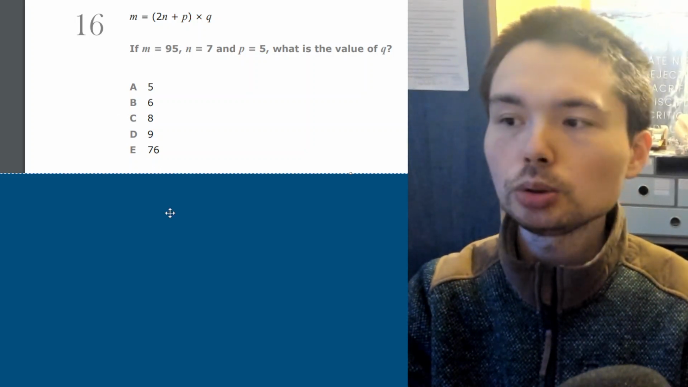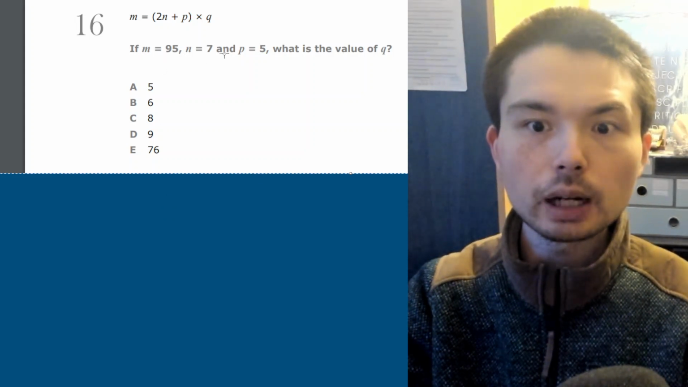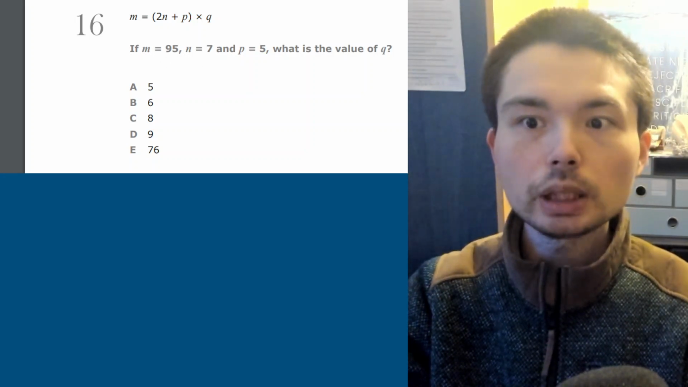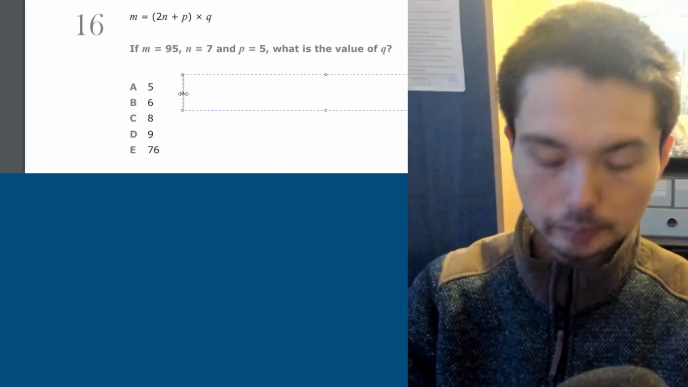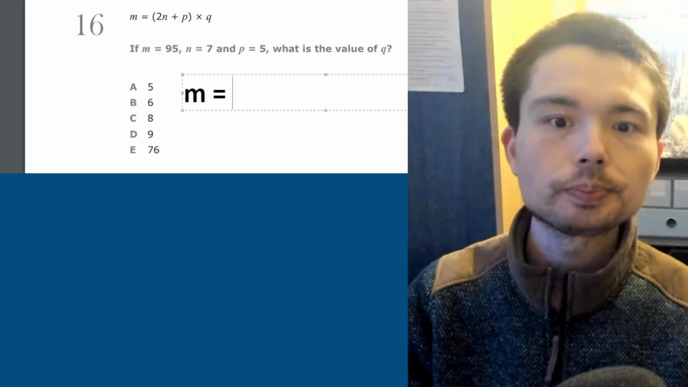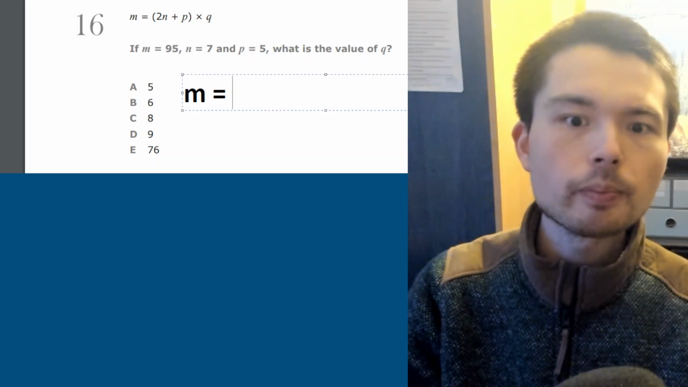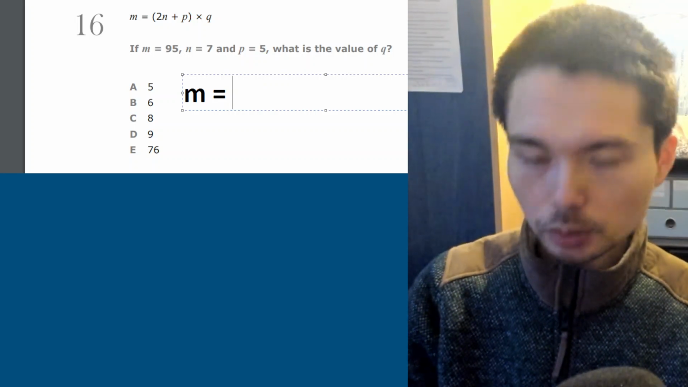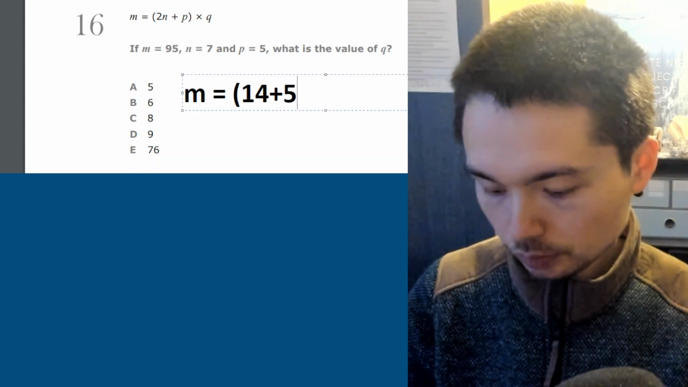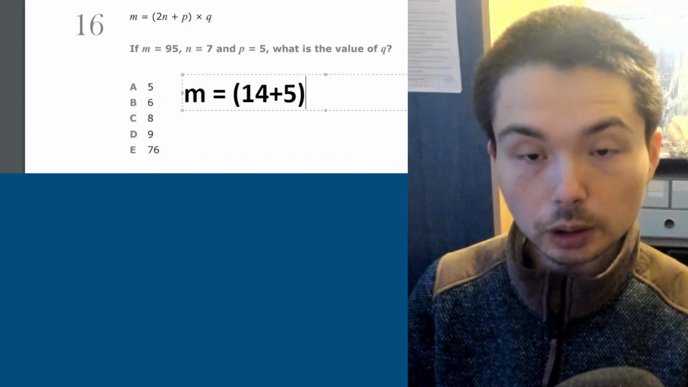M is equal to 2n plus p times q. If m equals 95, n equals 7, and p equals 5, what's the value of q? Normal question, put in the numbers quickly. I think you guys are strong enough to do this in 10 to 20 seconds. You see the first bit, 2n. That means 2 times 7, which is 14. P is 5. And then it says Q, which is something.